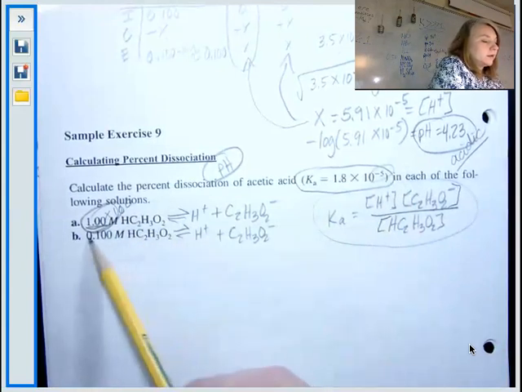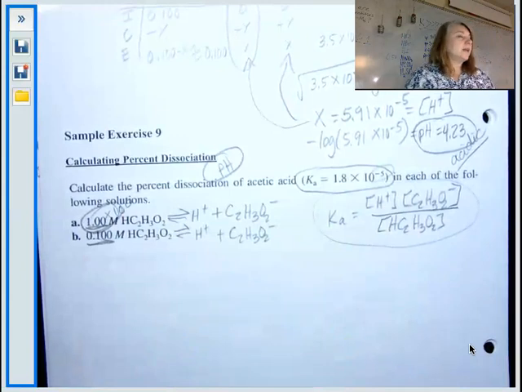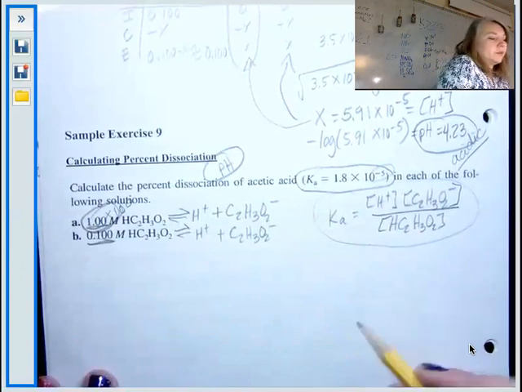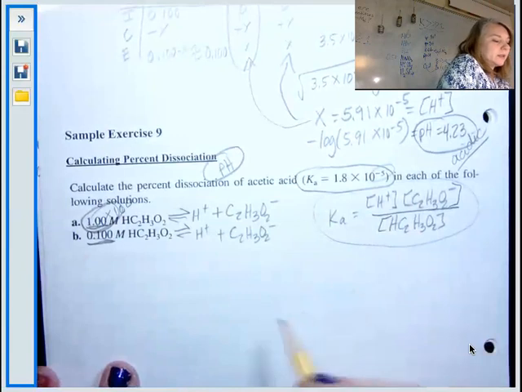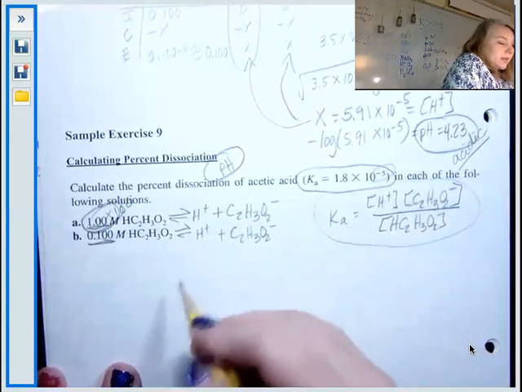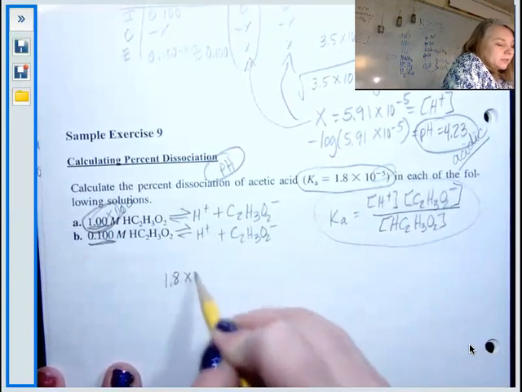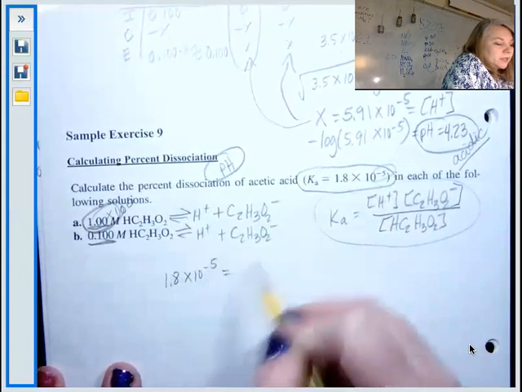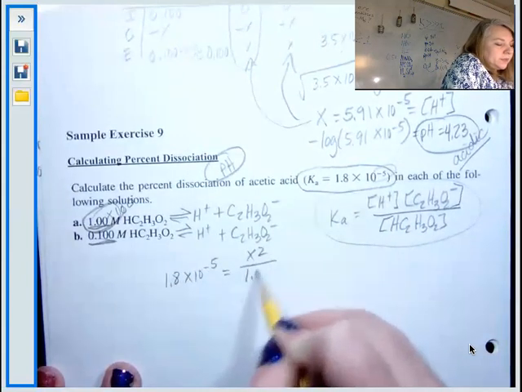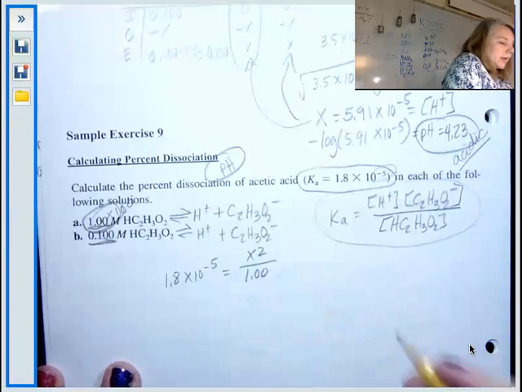How about the next one? Is it different enough? Is that at least 1,000 times different? Yeah, that's 4 zeros. So that's 10,000 times different. So we've got enough information here that we can neglect X in both cases. So we're going to neglect X. So 1.8 times 10 to the negative fifth equals X squared over 1. That's the first one. That's A.